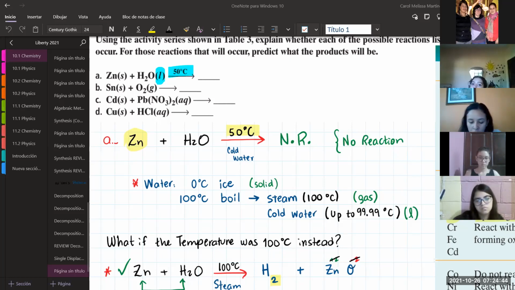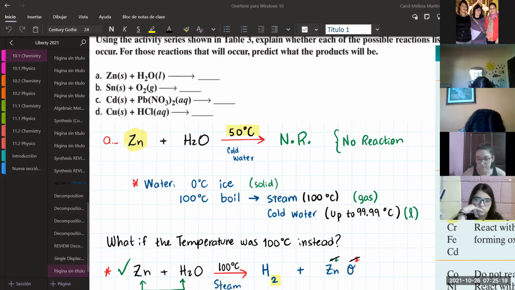Because even if the exercise, for example, doesn't give you any temperature at all, imagine that it doesn't give you any temperature. So what do you have to see? The only key to know how the water is, is the physical state. So, as it is liquid, you will know that it is cold water, just because it's liquid.